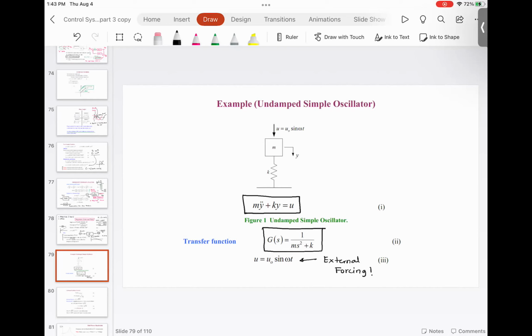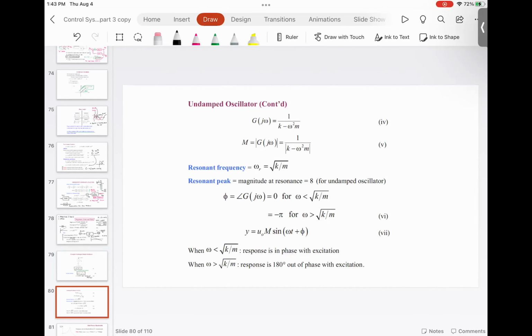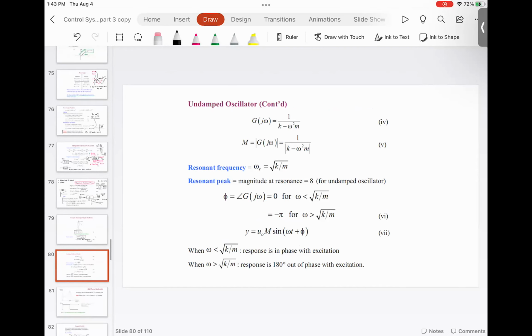And then we want to see, as the forcing frequency gets changed, how does the response change? This analysis is performed using complex numbers and algebra, but you will get the exact same result if you plot the Bode diagram, and I'll show it to you in just a second. You replace the s by j omega, and you'll get this term. The amplitude is nothing but the absolute value of the transfer function.